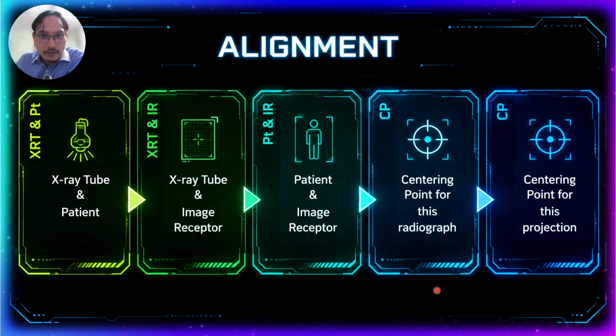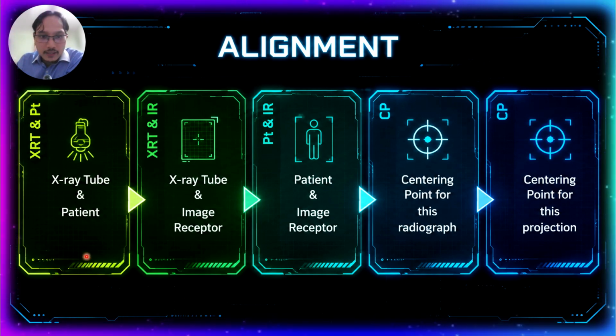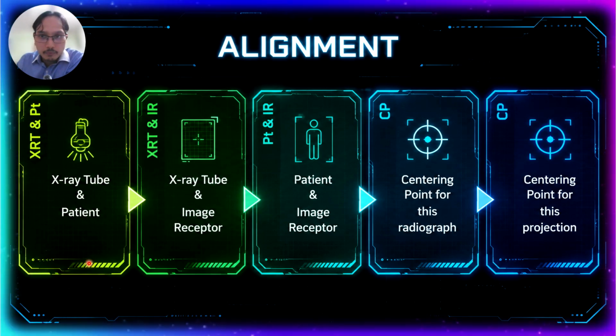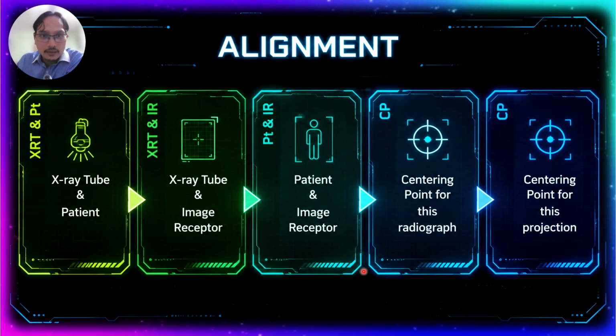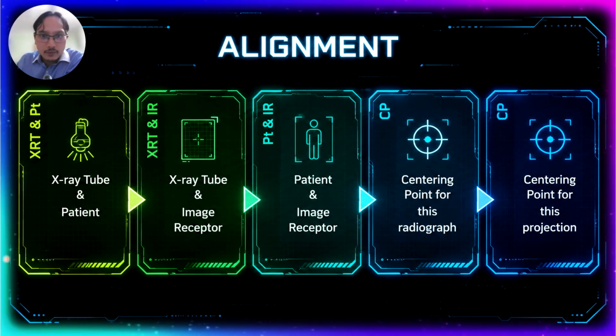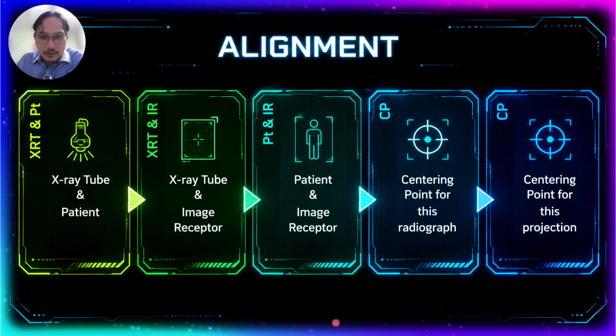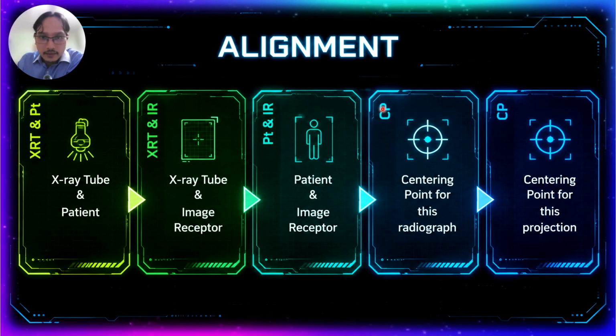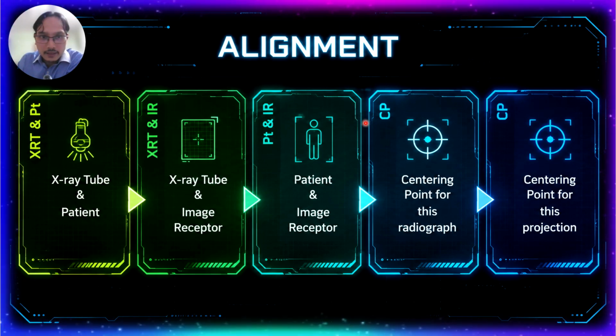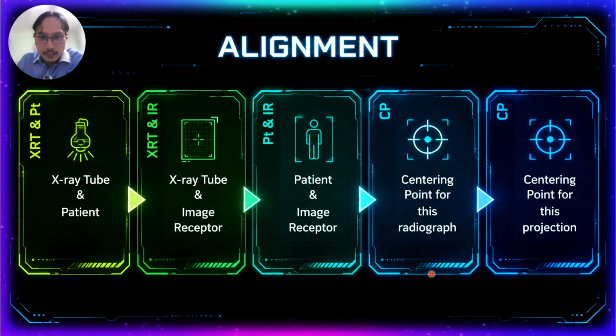Alignment assessment involves evaluating the relationship between the X-ray tube, patient, and image receptor. 3 alignments will be assessed in this radiograph. After that, we are also going to discuss the centering point for this radiograph and the standard centering point for AP elbow.